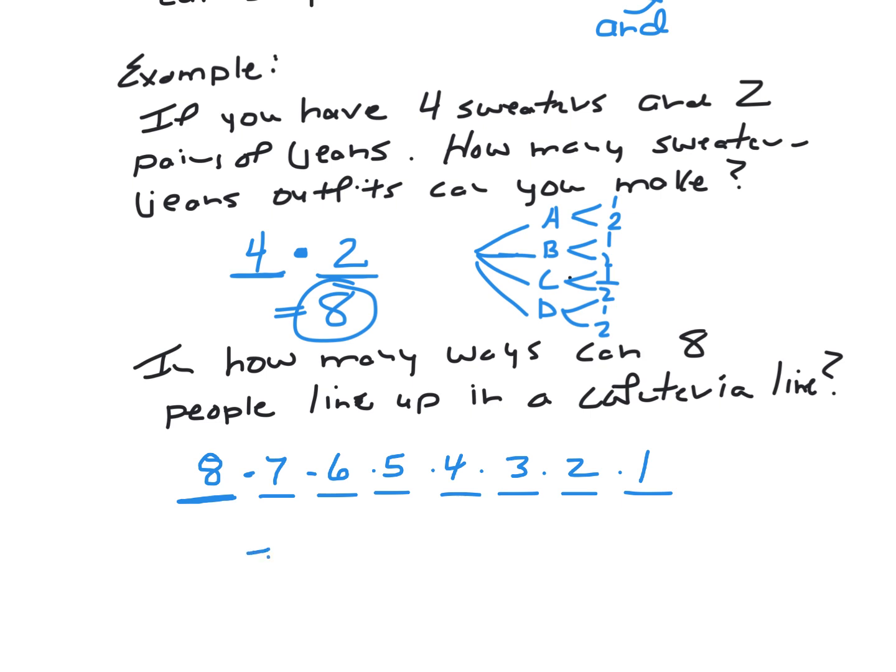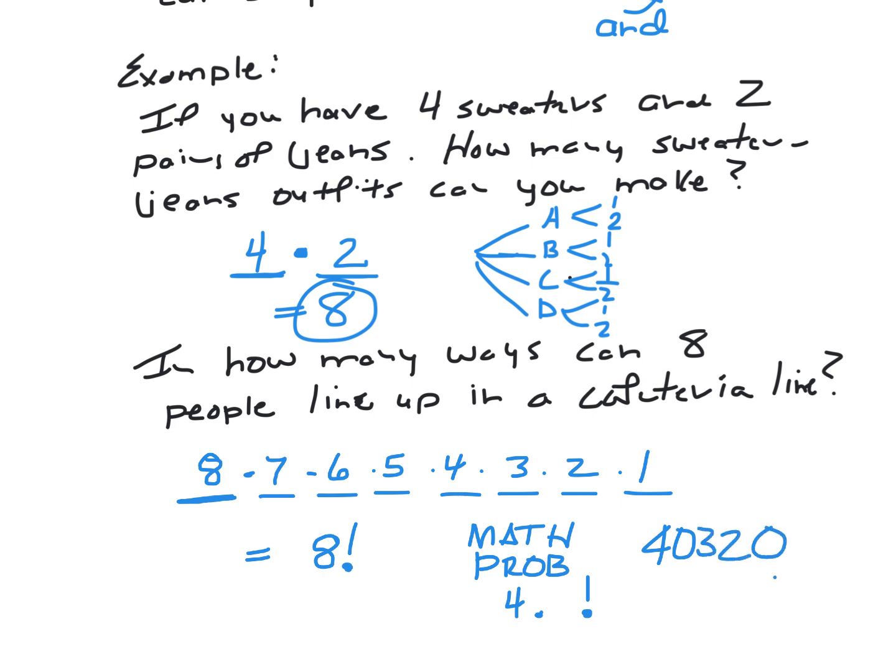When I do this, this is the same as 8 factorial, which is written with an exclamation point, 8!. To do this on your calculator, you're going to go to Math. You can choose Probability. And then the factorial one is, I believe, in line 4. So you'd put the 8 in, and then you would use the factorial button there. It should come out to be a grand total of 40,320 different ways that people could line up in a cafeteria line.